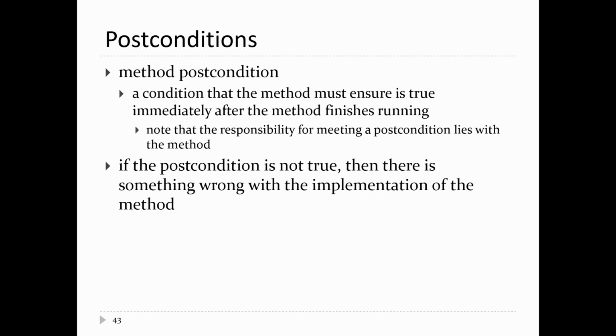Right? Now, because they're true after the method finishes running, it's the responsibility of whoever's writing the method to ensure that the postconditions are satisfied. Right? So in other words, the postconditions are just a way of formally expressing what the method or constructor actually does. Right? So it's actually a mathematical expression of the contract of the method. If the postcondition is not true, then something went wrong in your method. Right? So either you've implemented the method incorrectly, you run the method where the preconditions weren't satisfied, or something strange has happened. Right?